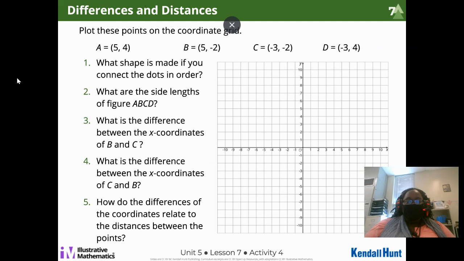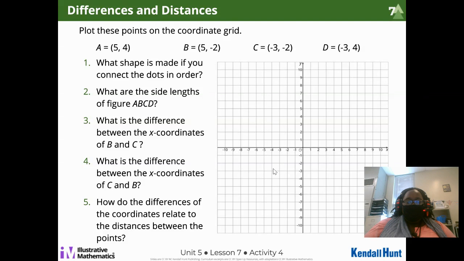All right, here's the very last problem, and then you will be officially done with lesson 7. They want you to plot these 4 points on a coordinate grid. A is 5 and 4, B is 5 and negative 2. Remember that when plotting coordinate points, you're looking at x and then y. C is negative 3, negative 2. D is negative 3 and 4.